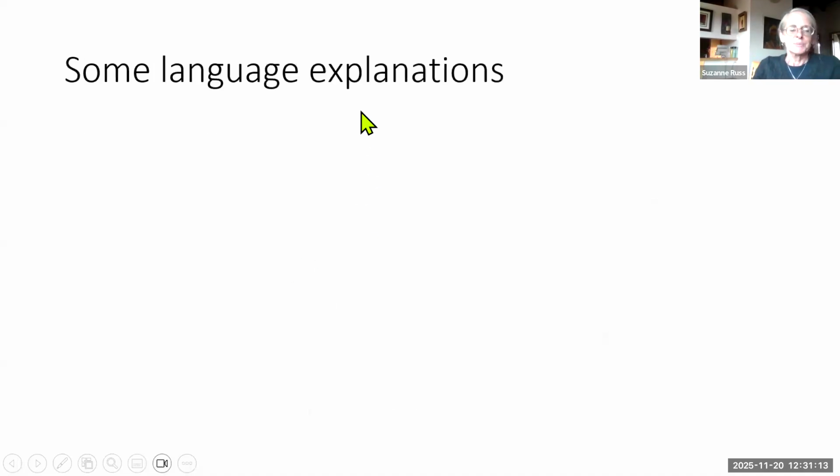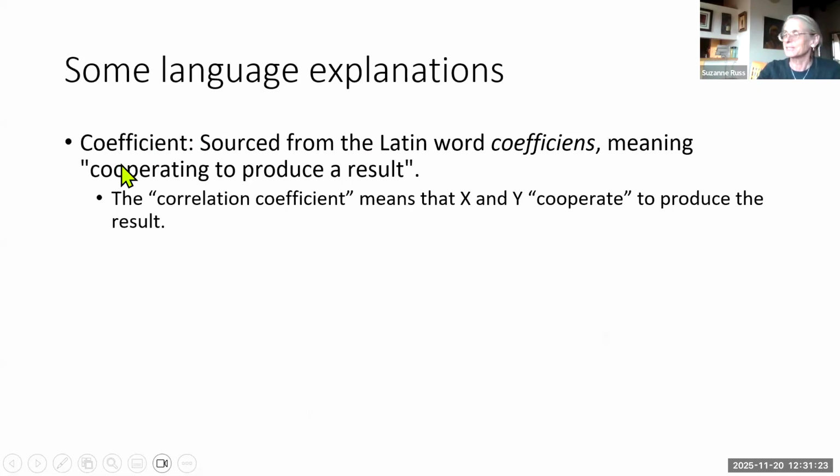I wanted to talk to you about the language. These things always drive me crazy. And when I was in my stats classes, people couldn't really explain it, but words that I don't understand really bug me. So this word coefficient, we're going to see this a lot when we talk about regression formulas. And it stems from this word, that's a Latin word, coefficiens, meaning cooperating to produce a result. That's what the word means.